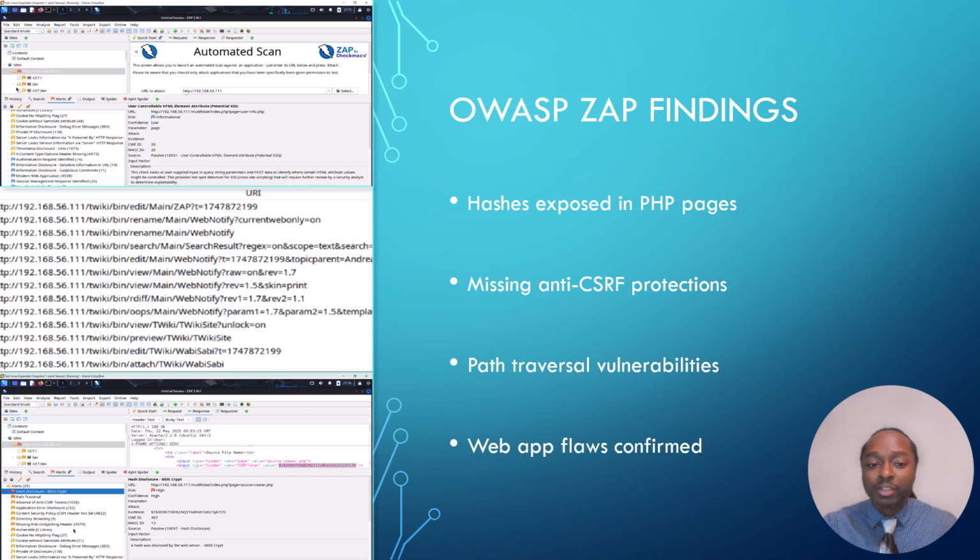ZAP confirmed what Nikto found and discovered even more. It showed that some pages were exposing hash data, there were missing security headers, and there were potential path traversal risks. ZAP provided a deeper look into the behavior of the web apps and made it easier to understand how an attacker might exploit these flaws.